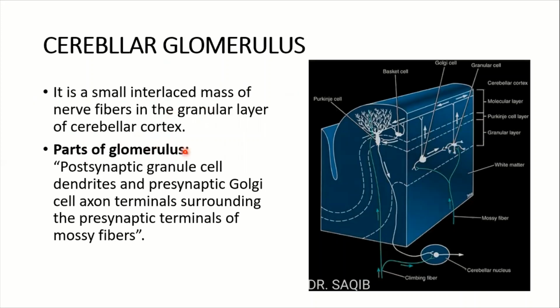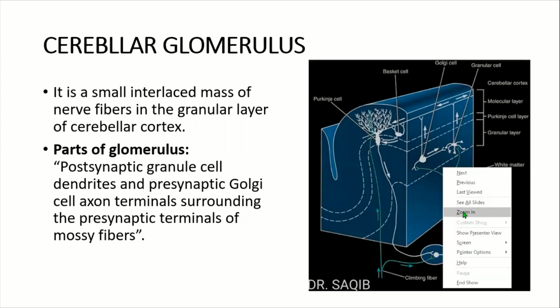The parts of the glomerulus are three: postsynaptic granule cell dendrites. Right, these are the granule cells and their dendrites. I will show you in a zoom form. And presynaptic Golgi cell axon terminals. These are the Golgi cells, their axons, presynaptic axon terminals, and the mossy fiber presynaptic terminals. I show you these three things. This is a cerebellar glomerulus.